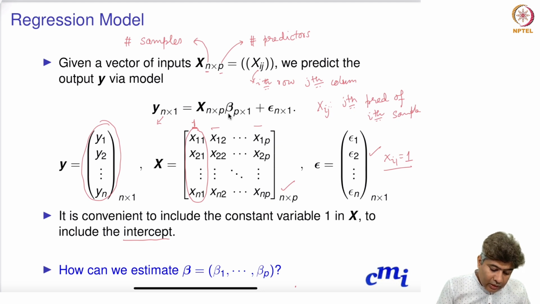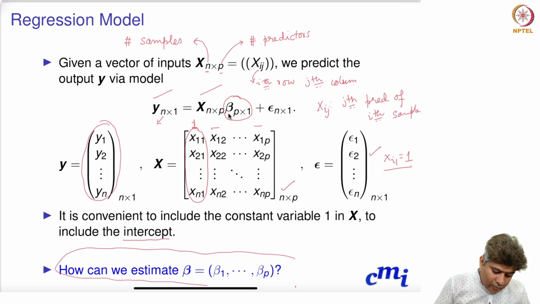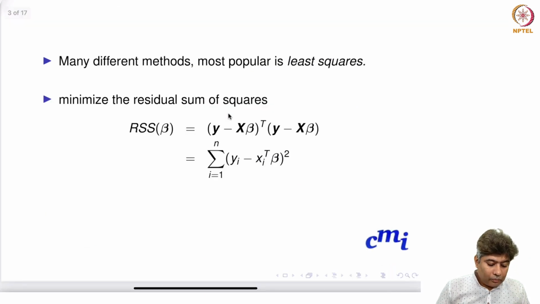So in this, the data that you have is y and X: y responses and X predictors, and we want to estimate the coefficient values. This is our main goal, how to estimate the betas. There are many different methods to estimate beta, the regression coefficients. The most popular is the least squares method.